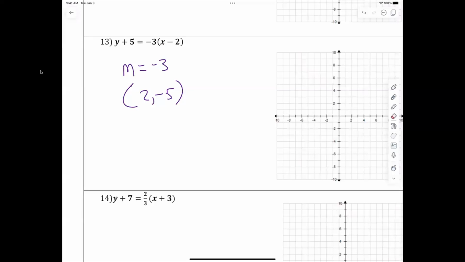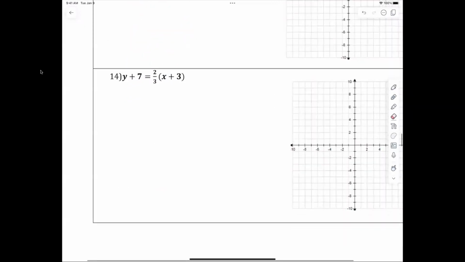All right, we got another one. 14. All right, I like it, Luke. What? M is 2/3. (-3, -7.) You are amazing. Perfect. Everybody graph -3, -7, up 2 over 3. Graph the line quickly.